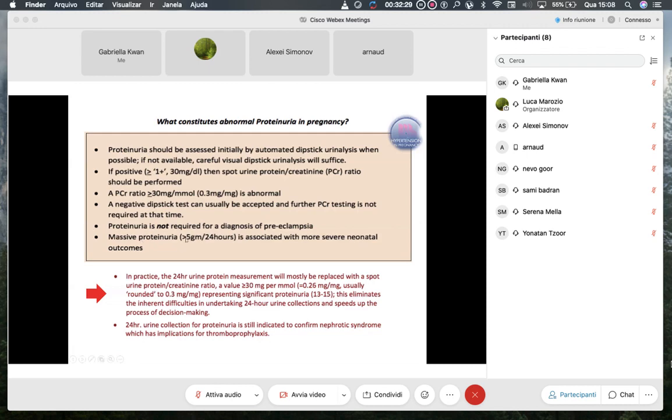Anyway, massive proteinuria, in the nephrotic range, is associated with more severe neonatal outcome. So we must know how much the proteinuria is.